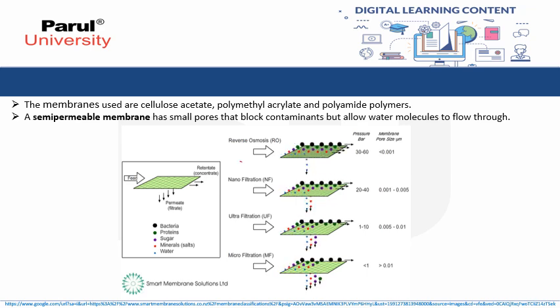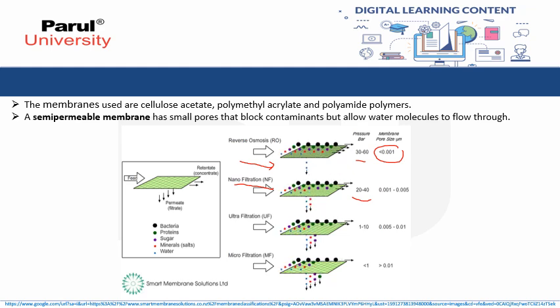In reverse osmosis, the pressure is 30 to 60 atmospheric pressure bar and the membrane pore size is less than 0.001. Similarly, for nanofiltration, it is 20 to 40 pressure bar and 0.001 to 0.005 membrane pore size in micrometer. The membrane has small pores and the pores are able to pass only a few molecules as per their membrane pore size.